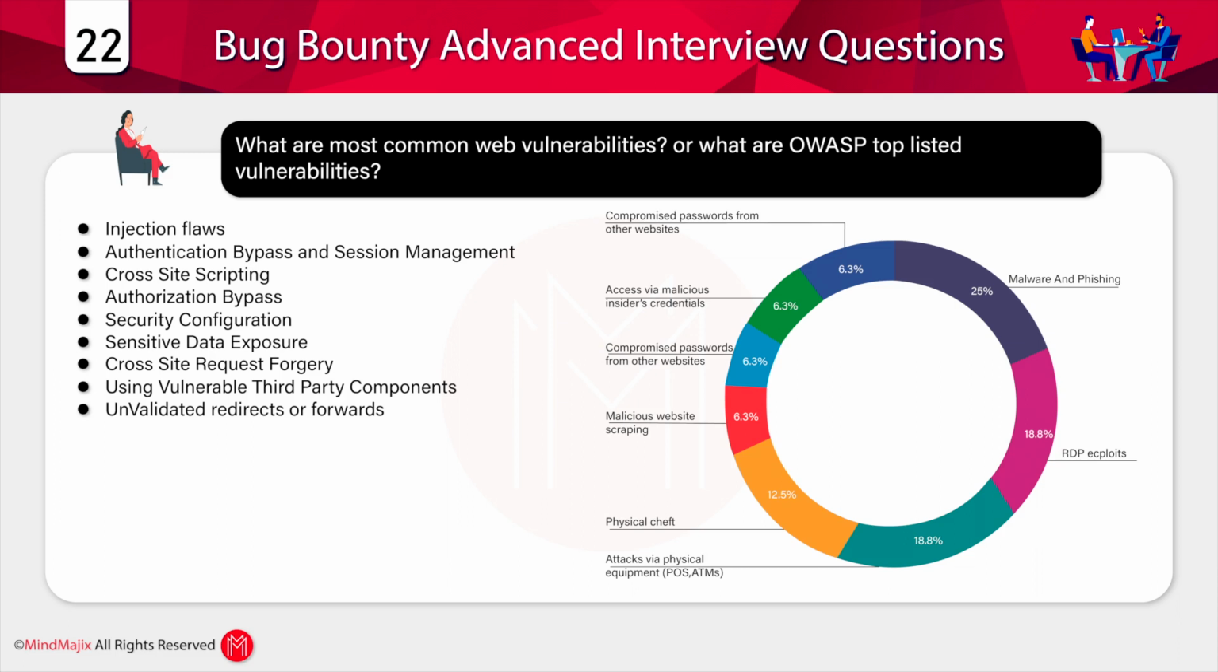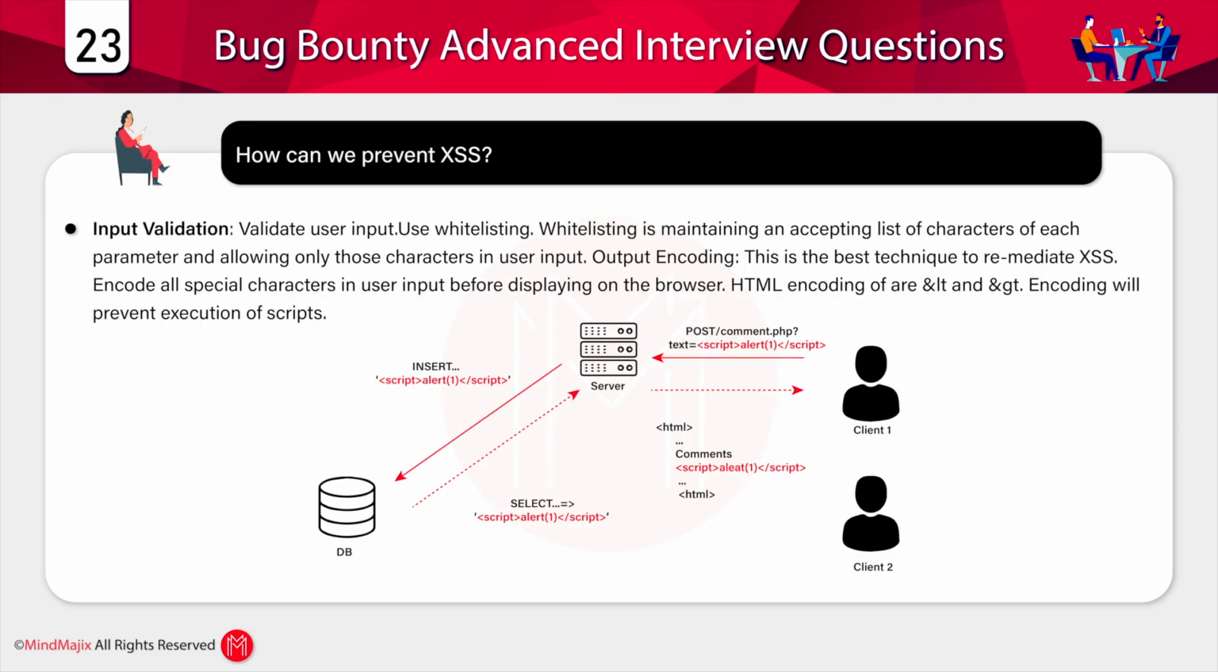So if he misses that, then a hacker can easily misguide that particular client, and they can take them to phishing pages. So they can hack the credentials of that particular web application also. So there are so many options out there, like these are the common web vulnerabilities we are able to see in recent times. How can we prevent cross-site scripting, XSS?